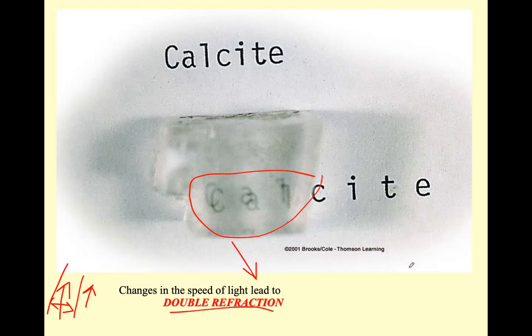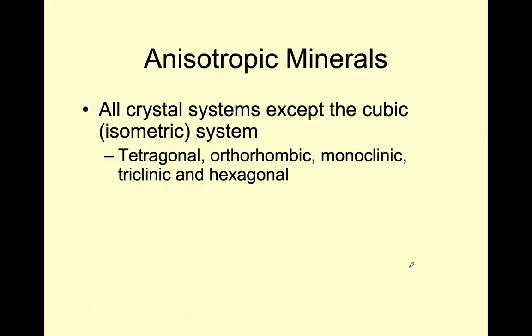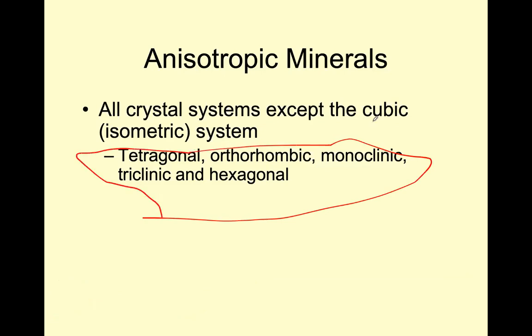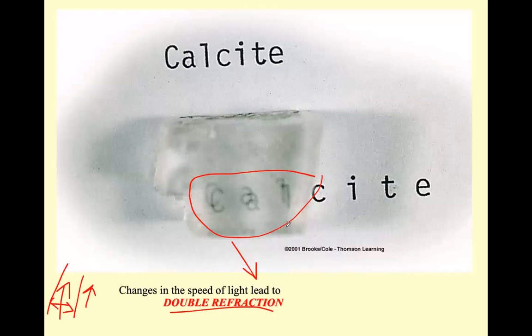This is a very important feature for anisotropic minerals, and especially these groups, except for the isometric group, because isometric is an isotropic mineral, so it does not make any double refraction. All these other crystal groups, anisotropic minerals, will make this double refraction. This is an example given by calcite.